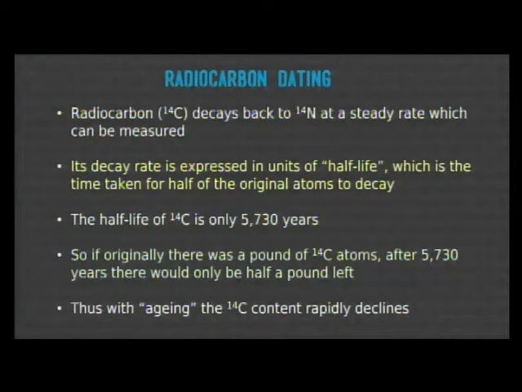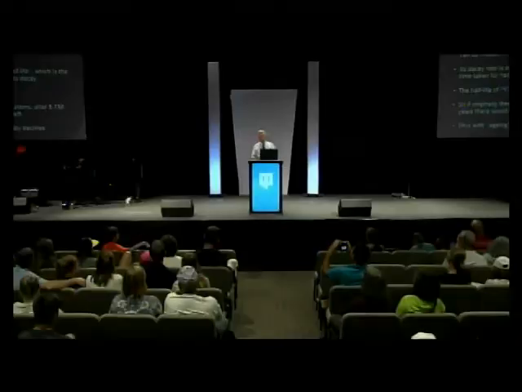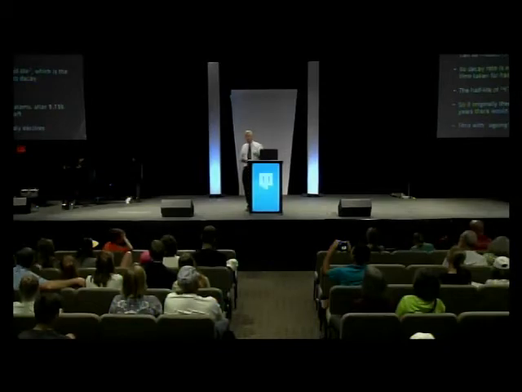So radiocarbon decays back to nitrogen-14 at a steady rate which can be measured. Its decay rate is expressed in units of half-lives. What do we mean by that terminology? Well, if you start with a pound of radiocarbon, within 5,730 years, which is one half-life, you'll have lost half of that, and so you'll have half a pound left. In the next 5,730 years, you'll lose half again. So at the end of that period, you'll have only a quarter of a pound left. And so it goes on.